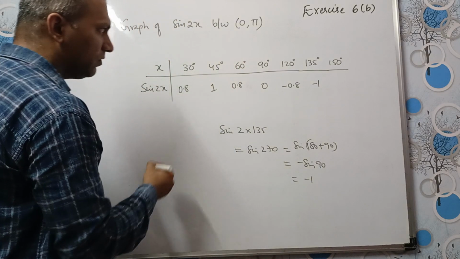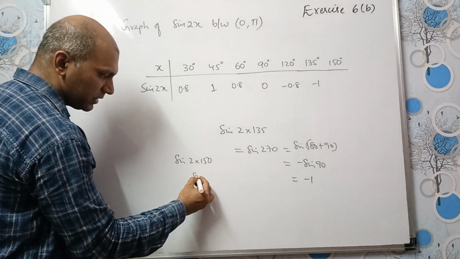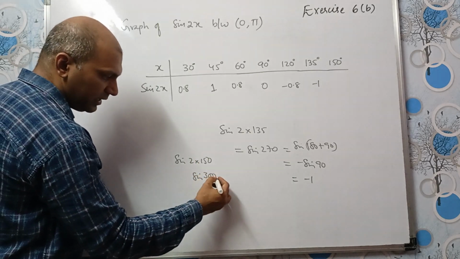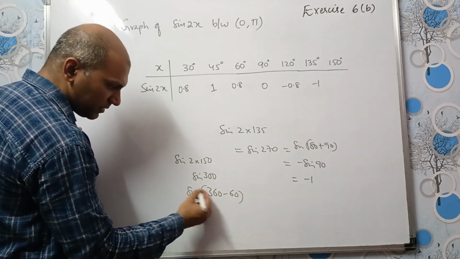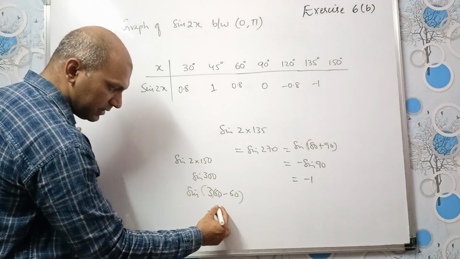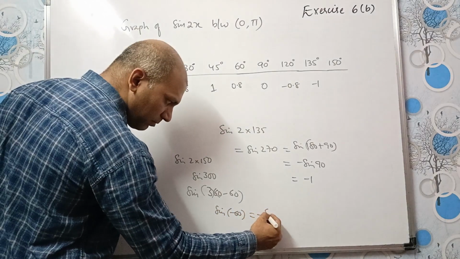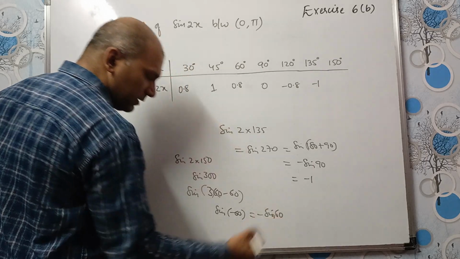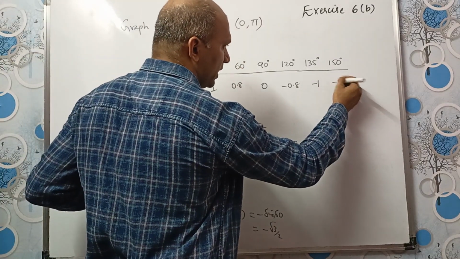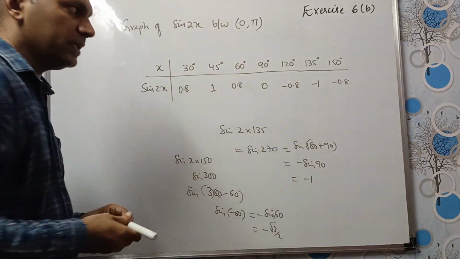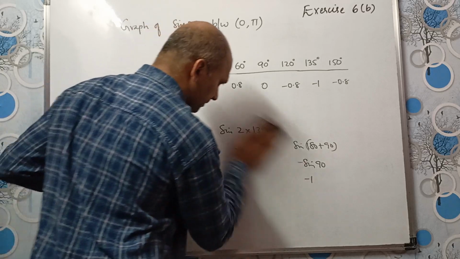Okay. Finally, 150. Sine 2 into 150, so this is sine 300. We can write 300 as 360 minus 60. Sine 360 minus 60, we can cancel this and write this as sine minus 60, which is minus sine 60. So this is minus root 3 by 2, and again we have minus 0.8 here. Okay. Now we need to plot the graph.